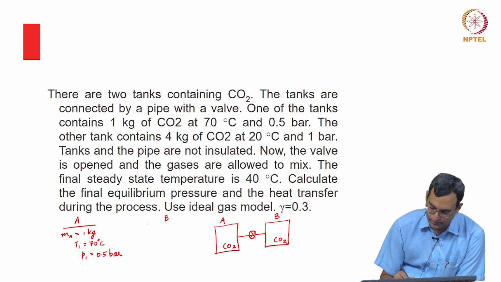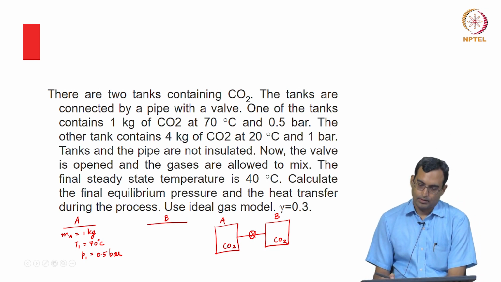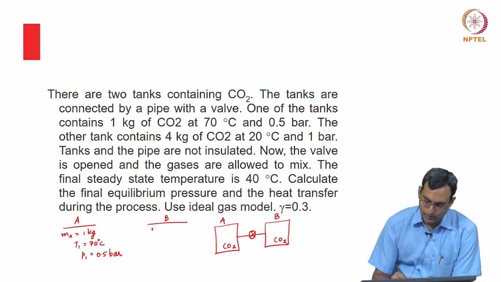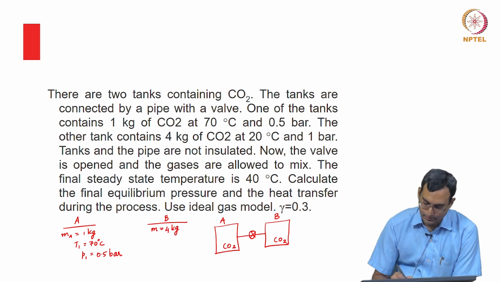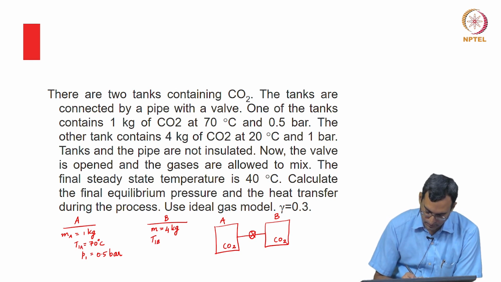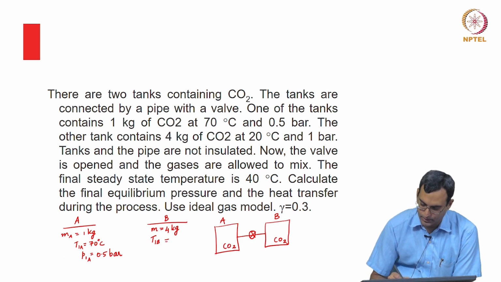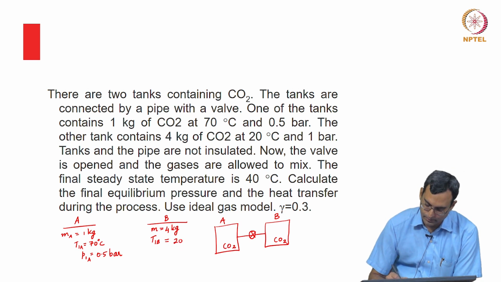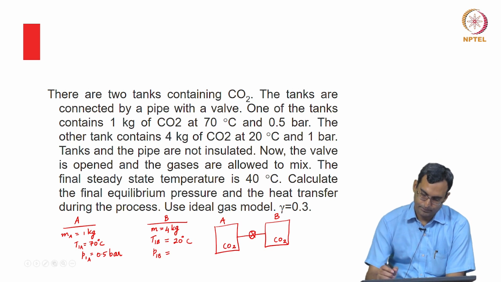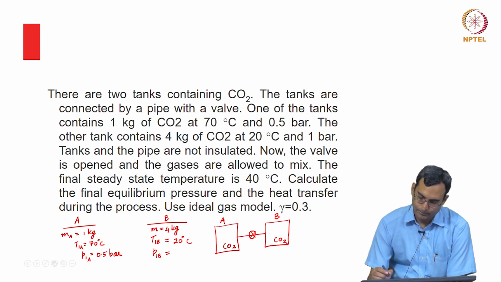And then I have tank B here, which contains 4 kg of CO2 at 20 degrees centigrade. I have two tanks, so I am going to write T1B here. Temperature initially of B is 20 degrees centigrade and the pressure initially of B is 1 bar.